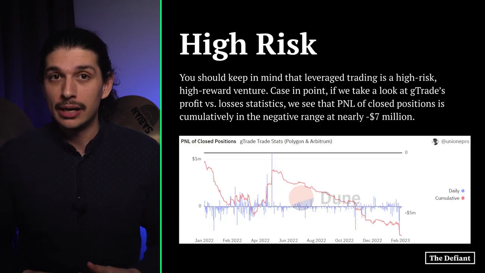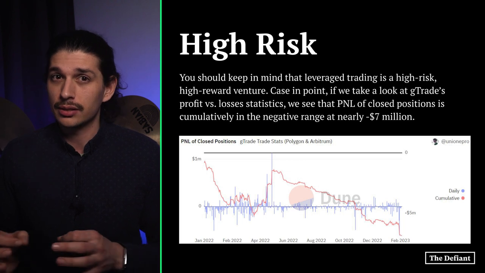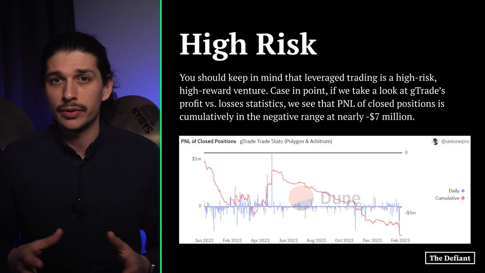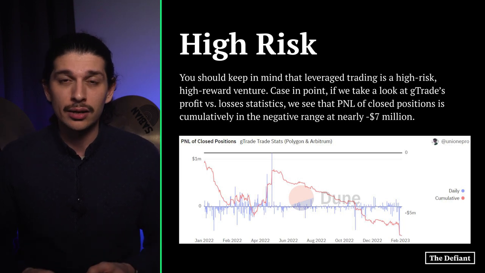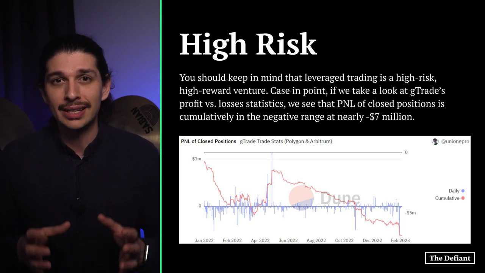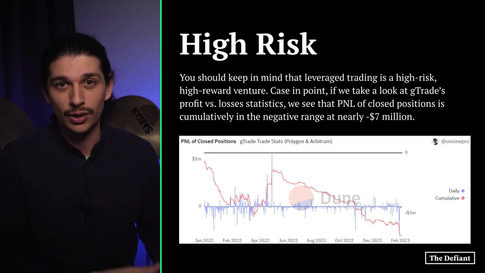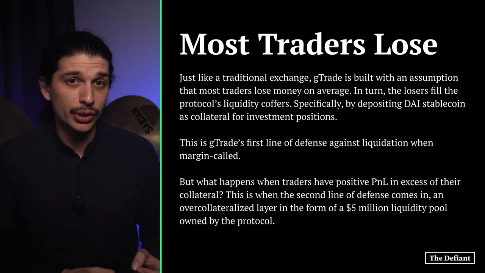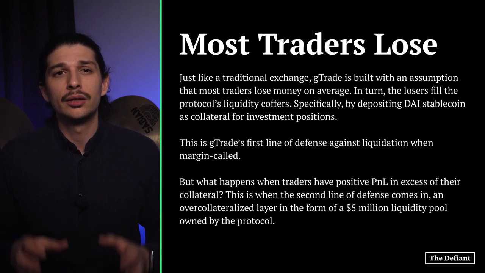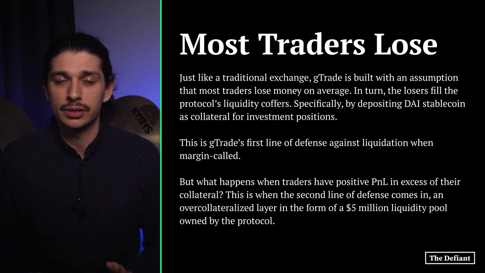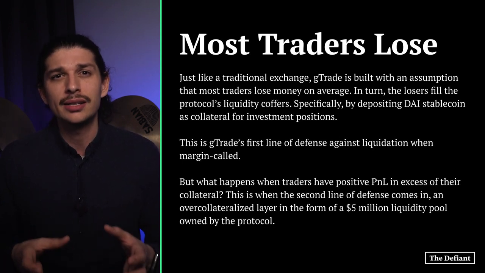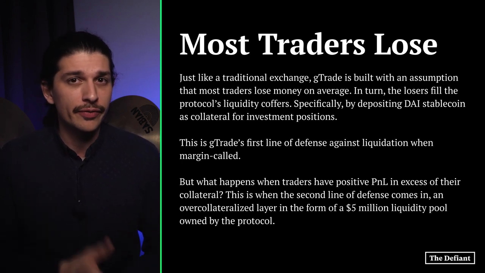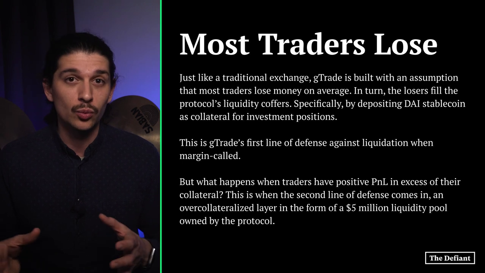First, you should keep in mind that leverage trading is a high-risk, potentially high-reward venture. Case in point, if we take a look at GTrade's profit versus loss statistics, we'll see that the P&L of closed positions is cumulatively in the negative range at nearly $7 million. And just like a traditional exchange, GTrade is built with an assumption that most traders lose money on average. In turn, the losers fill the protocol's liquidity coffers, specifically by depositing DAI stablecoin as collateral for investment positions. This is GTrade's first line of defense against liquidation when margin called.